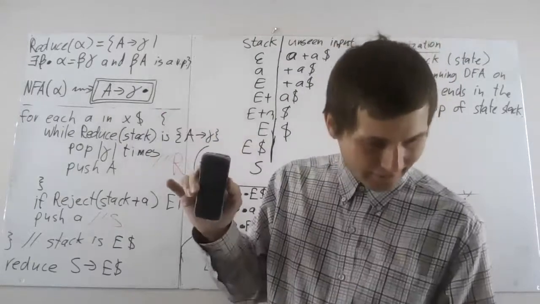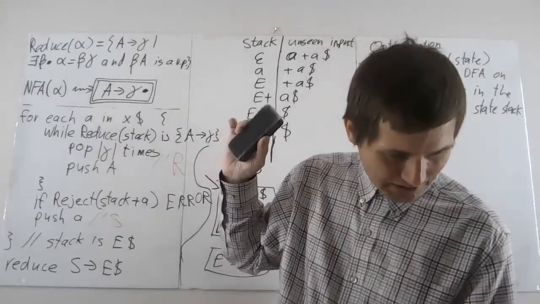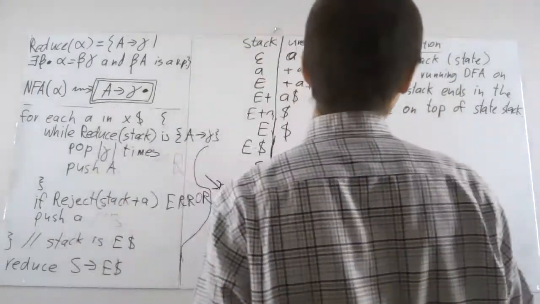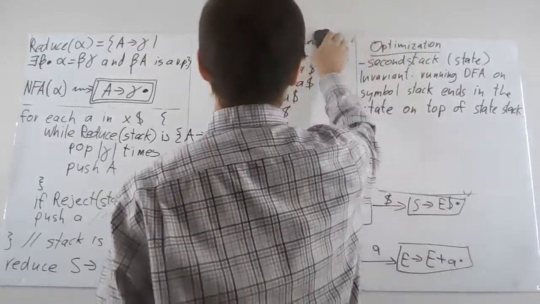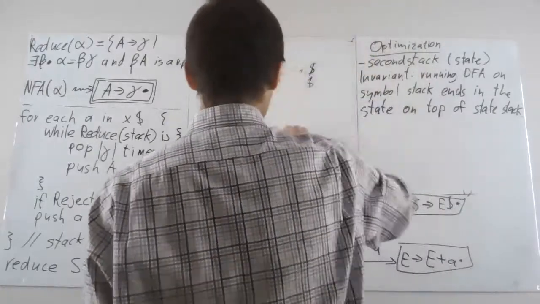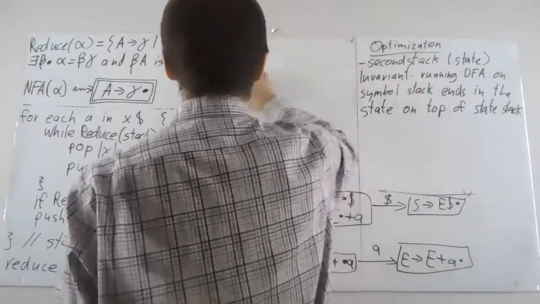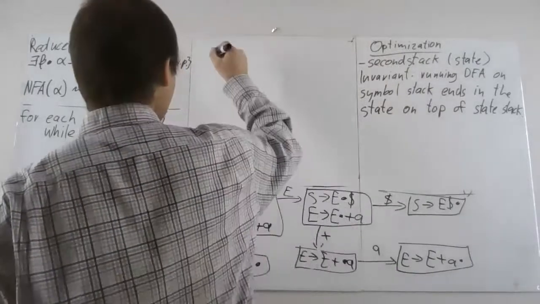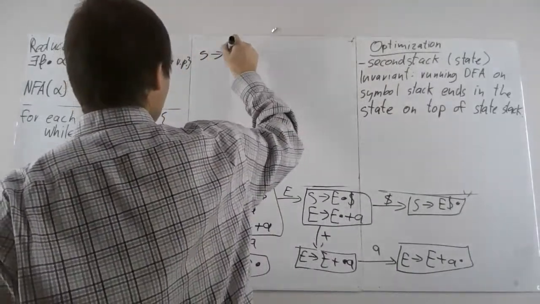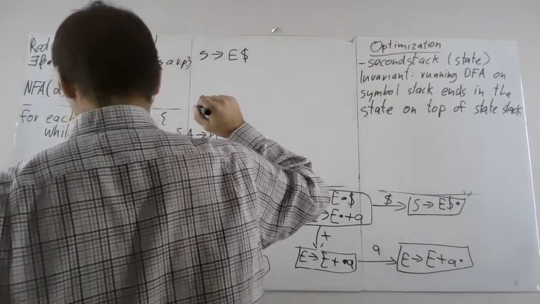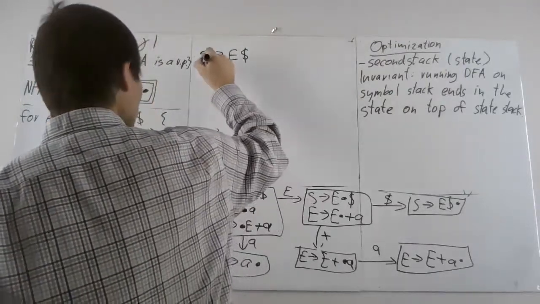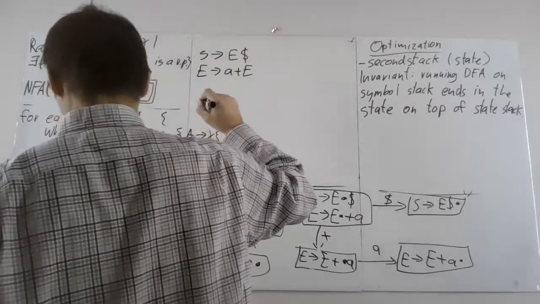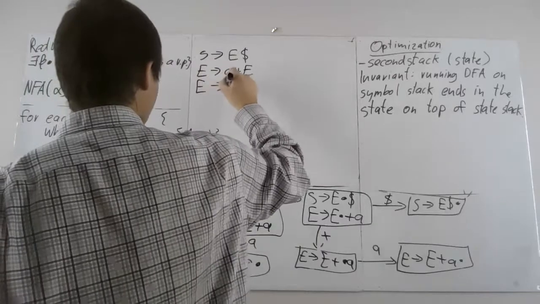I maybe don't want to erase. I was going to erase that, but maybe that's a bad idea. All right, let's put the grammar right here. So here's a grammar, and I'll augment it right away. So S goes to E $, and E goes to A plus E, and E goes to A.